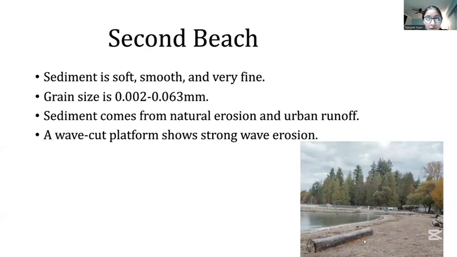However, the seawall blocks some of the natural movement of sediments. Because of this, new sand does not always return to the beach, so the beach is changing slowly over time.